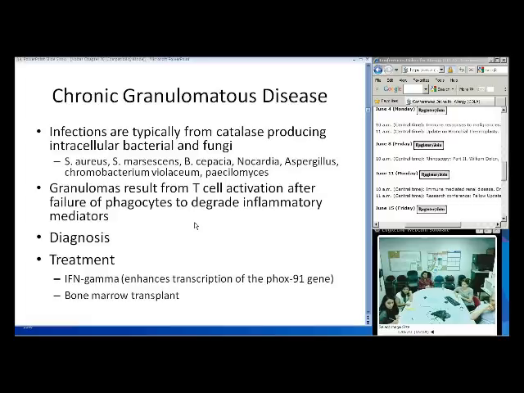It's definitely bone marrow transplant. It's the way to go, and then of course, just increasing use of interferon gamma, which is thought to work by enhancing transcription of the FOX91 gene. Does it actually do that? I don't know that we know that. The thing is that FOX91 is X-linked, which means that the person who gets it doesn't actually have a functioning copy. So enhancing transcription of a non-functioning gene, how does that help?